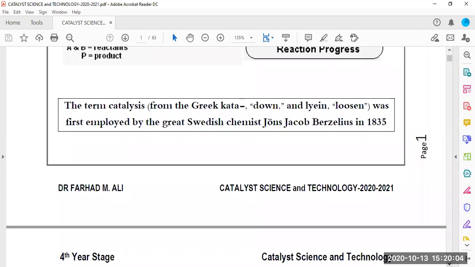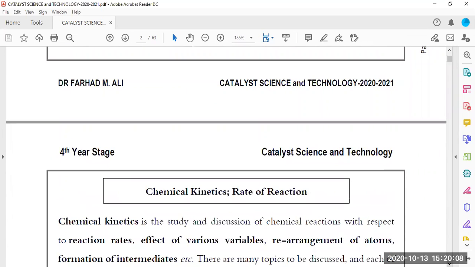Before we go deeply into catalysts, we need to know something about chemical kinetics, the rate of reaction. What we mean by rate of reaction, of course, is the speed of any reaction. Rate is a speed anyway, but in chemical kinetics, we use the word rate instead of speed. Using the word speed is not wrong.